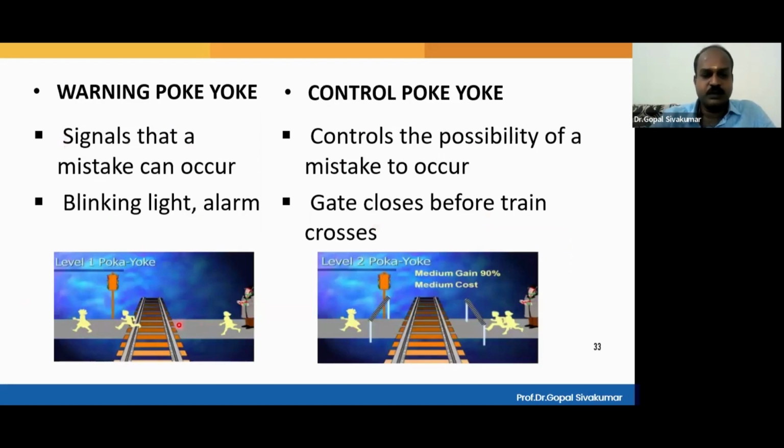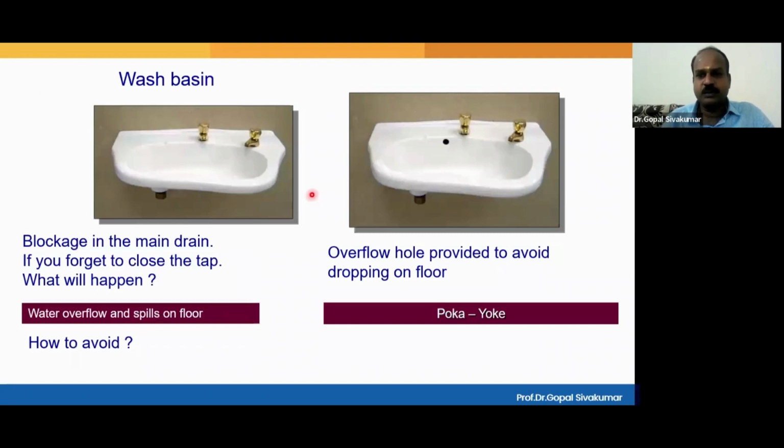So here the kids are crossing the level crossing. There is only a light indicating. That means it is a warning poke, okay. However, here in addition to the light and probably the buzzer, a gate is put. So now the problem is completely prevented. This is called the control poke. What is the poke, okay, here?